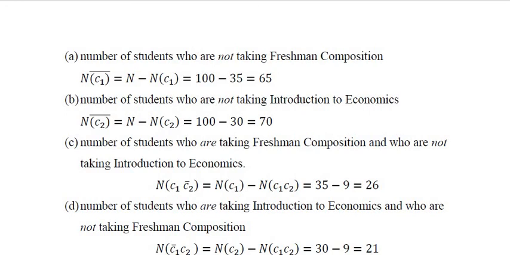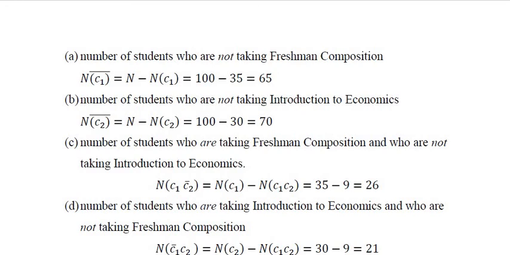Now the second question is how many students are not taking Introduction to Economics? The students enrolled in Introduction to Economics is condition C2. So in this question we have to find n of C2 bar. How is n of C2 bar found? n of C2 bar is equal to N minus n of C2. Our capital N is 100, n of C2 is 30. So 100 minus 30 is equal to 70. So 70 students are not taking Introduction to Economics.